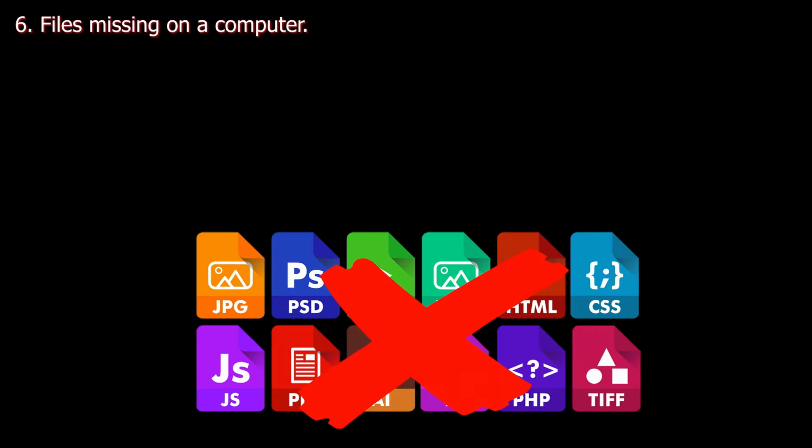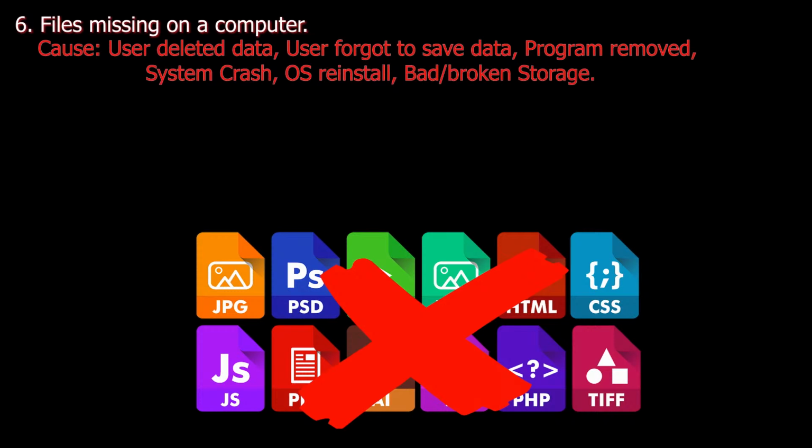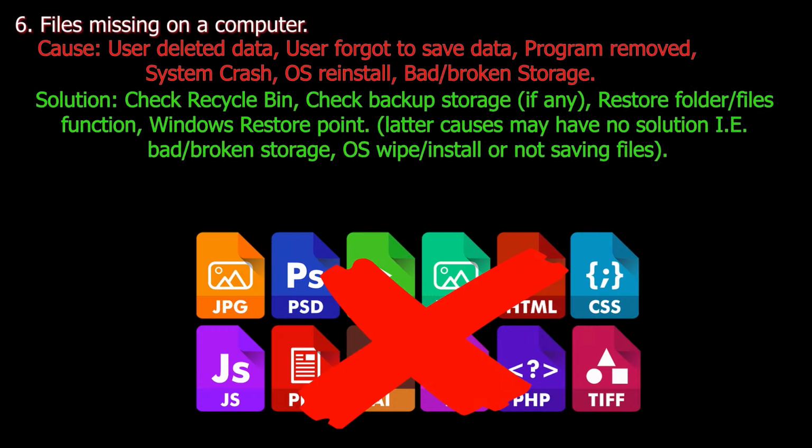Number 6. File missing on a computer. Cause: user deleted data, user forgot to save data, program removed, system crash, OS reinstalled, or bad broken storage. Solution: check recycle bin, check backup storage if any, restore folder files function, Windows restore point. Latter causes may have no solution, for example, bad broken storage, OS install, or not saving files.